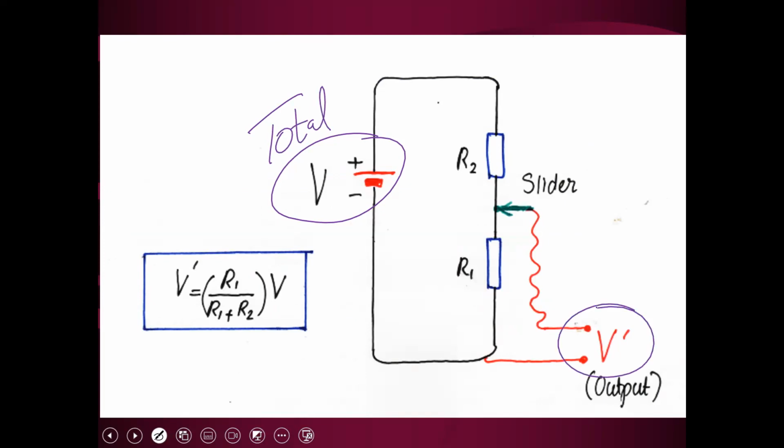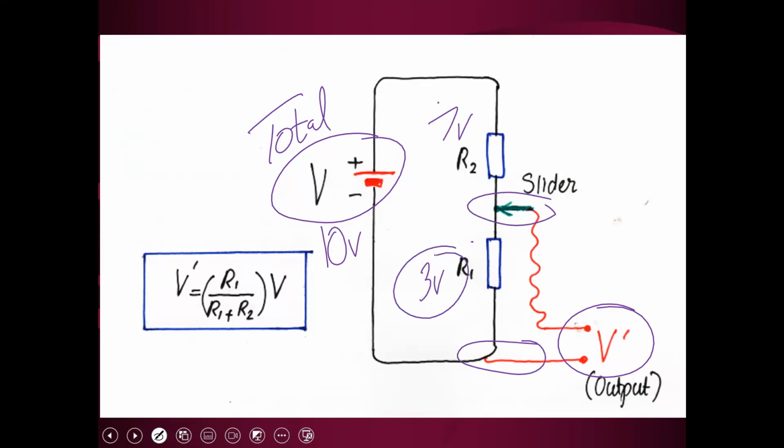The theme is that first the two resistors will divide the voltage, then the slider will make a parallel loop to take out the desired voltage. Suppose I put 10 volt here, and suppose it gets 7 volt, then the rest will get 3 volt because the total is 10. The slider and the second wire are across this, so it is getting 3 volt. This is the main idea of potential divider.